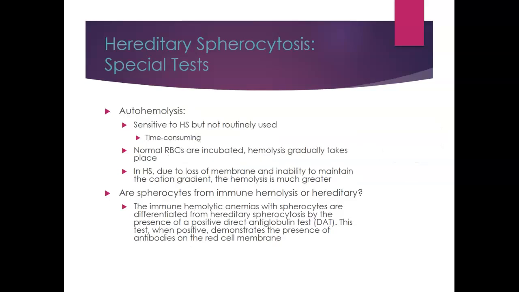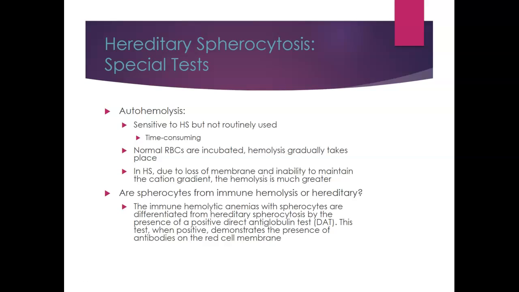We have some special tests that we can do. One of them is autohemolysis. This is very sensitive to hereditary spherocytosis, but it's not routinely used and it's very time consuming. With this one, normal RBCs are incubated and hemolysis just gradually takes place on its own. Adding it to those hypotonic solutions would actually speed up the process. So in hereditary spherocytosis, due to loss of membrane and inability to maintain the cation gradient, hemolysis would be greater than a normal sample.